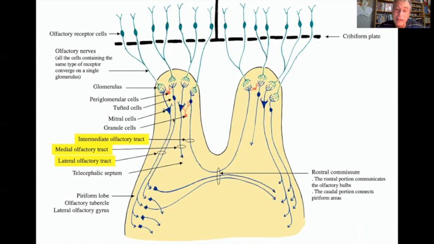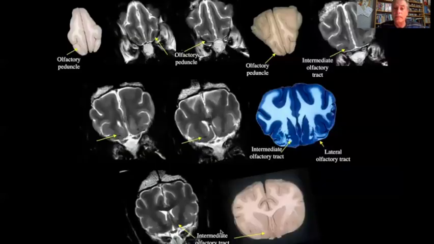Remember that this lateral olfactory tract reaches the piriform lobe. And cells from the piriform lobe are also connected with the piriform lobe of the other side, with its homologous, through the rostral commissure. So the rostral commissure has two portions. One, rostral, that is formed by the intermediate olfactory tract, and the other one, more caudal, is formed by the fibers that connect both piriform lobes.